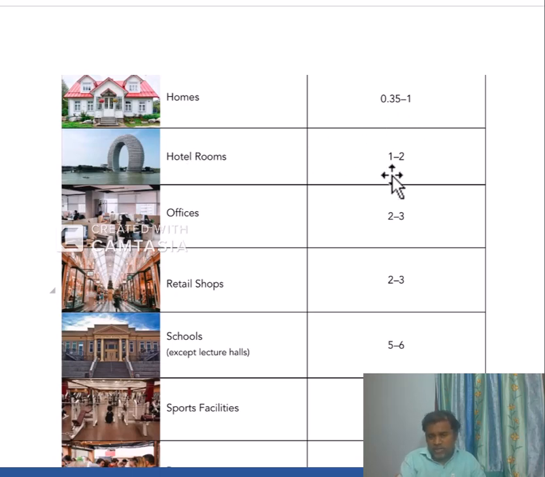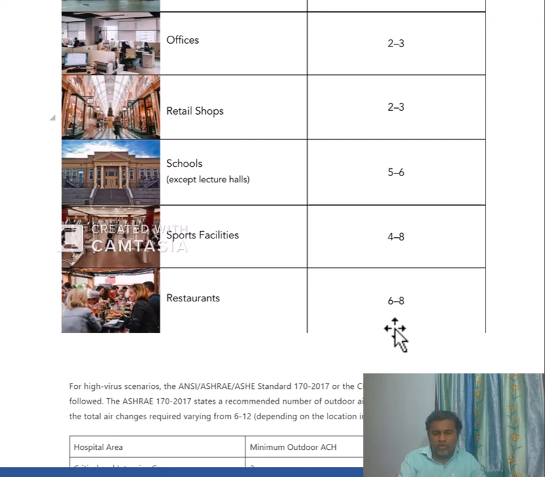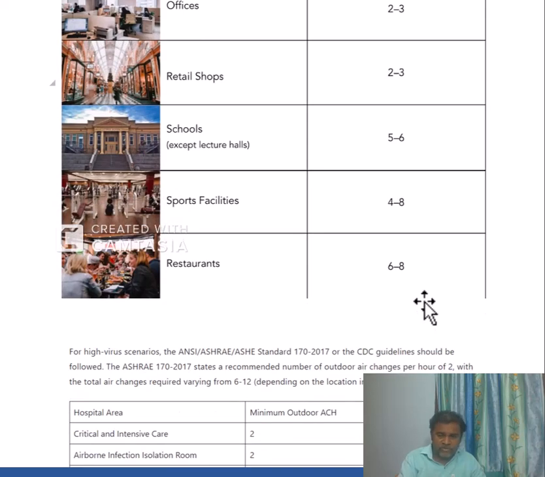In hotel rooms it is 1 to 2. In office areas 2 to 3. Retail shops 2 to 3 air changes per hour. So 3 times the total air will be replaced within the hour. That's what I mean. Restaurants and all have a lot of occupancy as well as the kitchen, everything will be there. So that's why the replacement is 6 to 8, with smoking persons, those kinds of things.